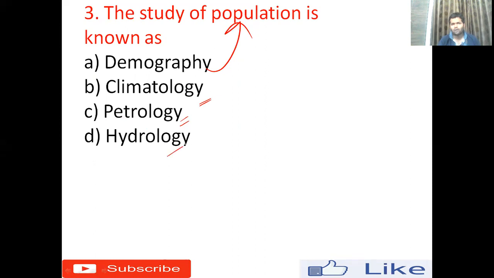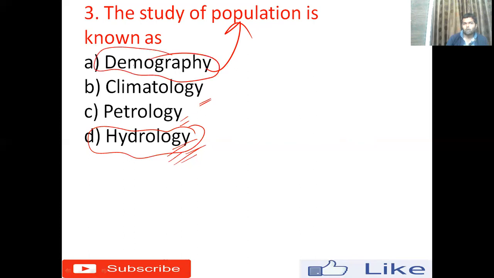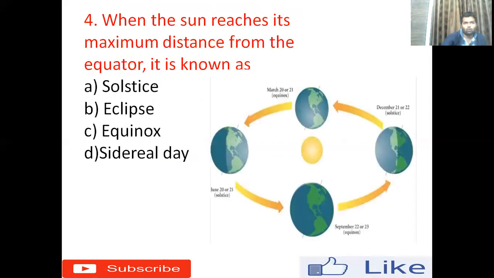Next one is hydrology. Hydro basically means water. So hydrology is again one of the important branches of science where we study the availability of water, its nature, where it is formed, its origination, and how it is related with the environment, how it is related with living beings. Everything we study in hydrology. But the right answer for this question, where the study of population is called demography, is option A. Okay.